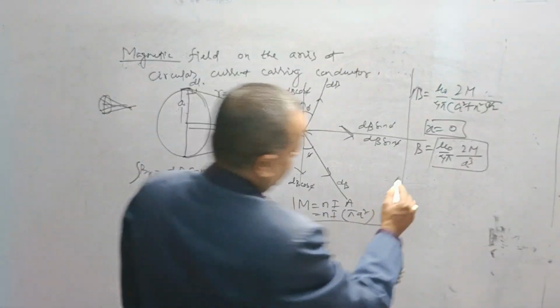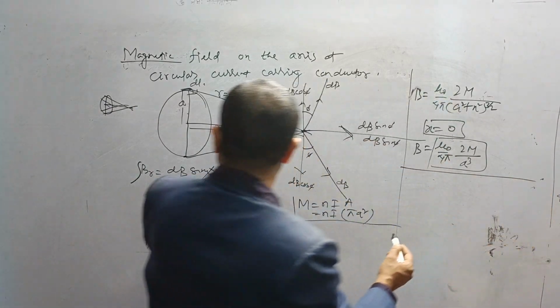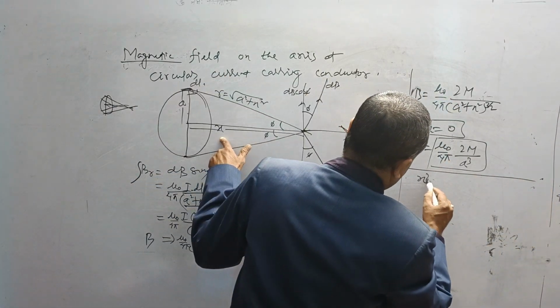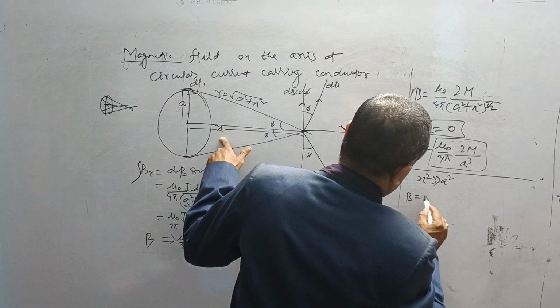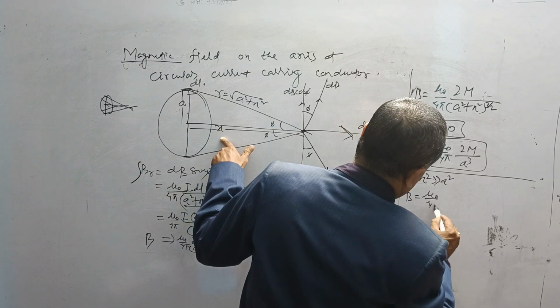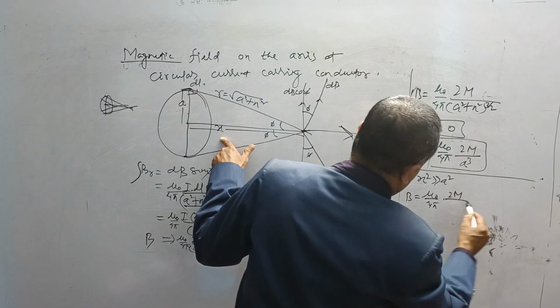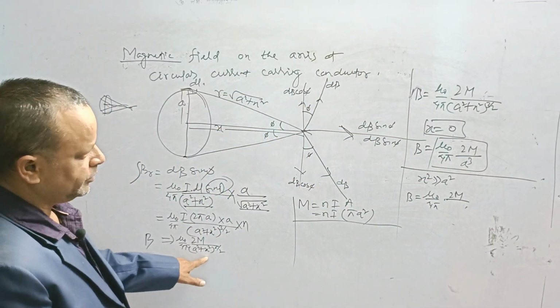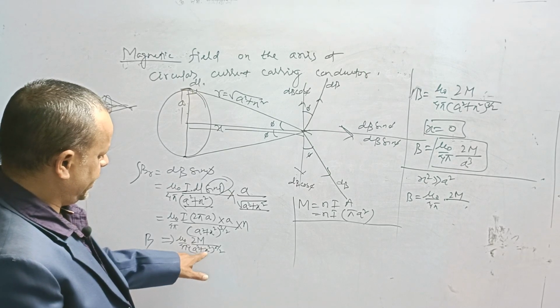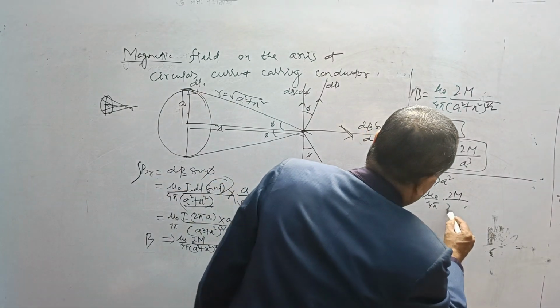Now, another case is when x square is very much greater than a square. In that case, we have mu naught upon 4 pi, this is 2m. x is very large, then a gets neglected, we get x cube.